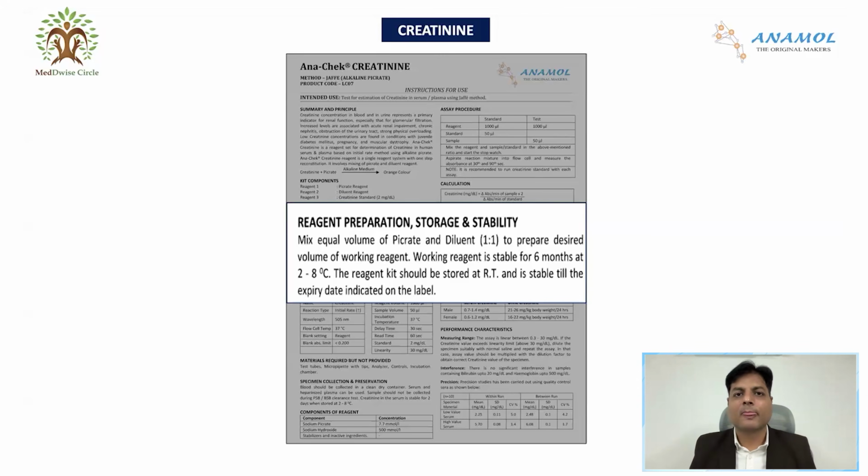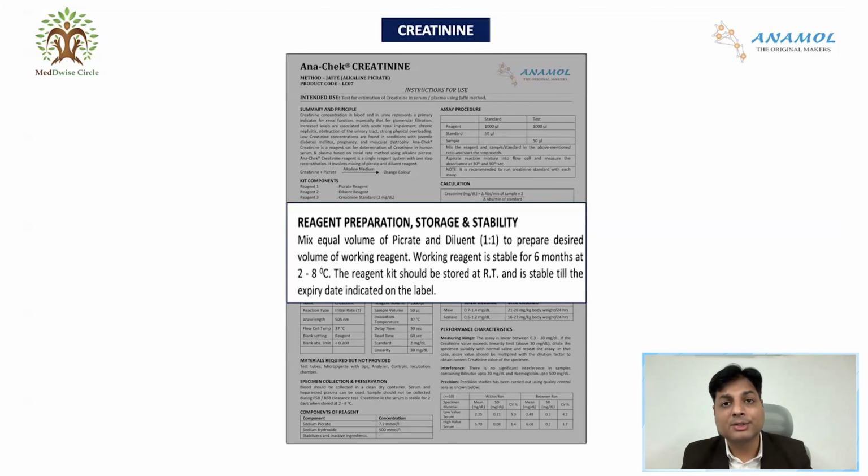So say for example, we have 10 patient samples that we need to perform today for creatinine test. Now we know that for every patient sample, we need 1 ml of working reagent. So if we have 10 patient samples, we will need 10 ml of working reagent. Now, if we have to prepare 10 ml of working reagent, then we need to take 5 ml of picrate and mix it with 5 ml of diluent. This is 1:1 ratio, equal parts. Then only our working solution will be ready when we mix both these reagents.